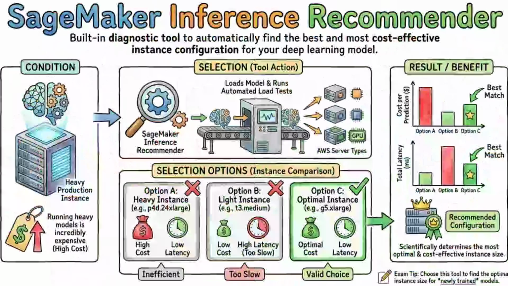Even with the best infrastructure scaling, running deep learning models on heavy production instances can become incredibly expensive, which is why AWS created SageMaker Inference Recommender. Inference Recommender is a brilliant built-in diagnostic tool that automatically loads your trained model, runs automated load tests against various AWS server types, and recommends the absolute best instance configuration for your specific workload. It provides clear, detailed charts comparing the financial cost per prediction and the total latency for each instance type. If an exam scenario asks how to scientifically determine the most optimal and cost-effective instance size for a newly trained deep learning model, Inference Recommender is the premier tool to choose.